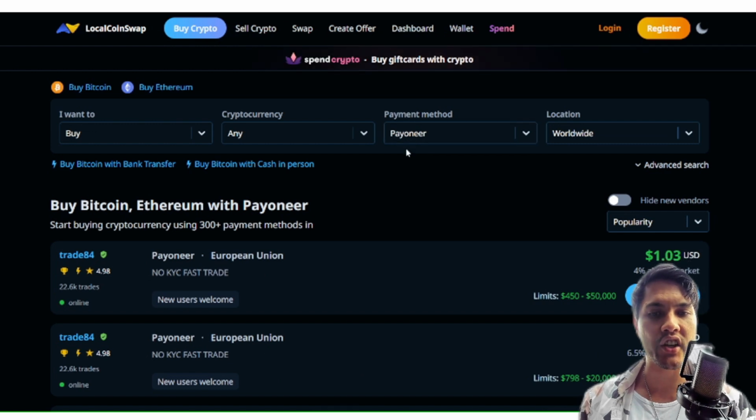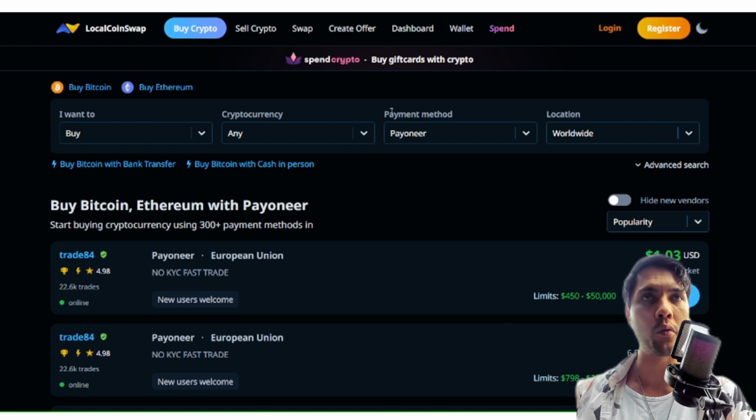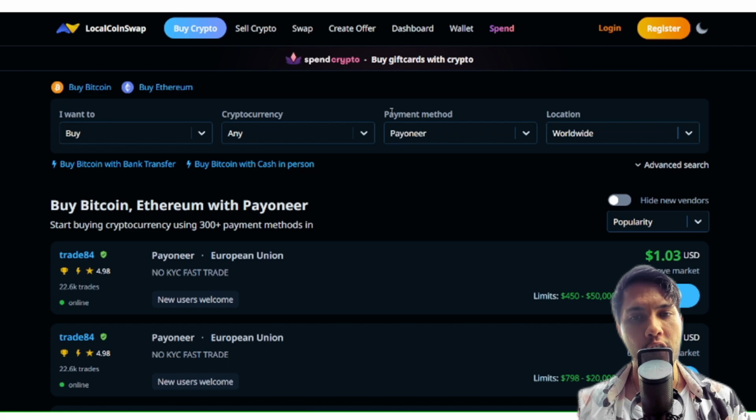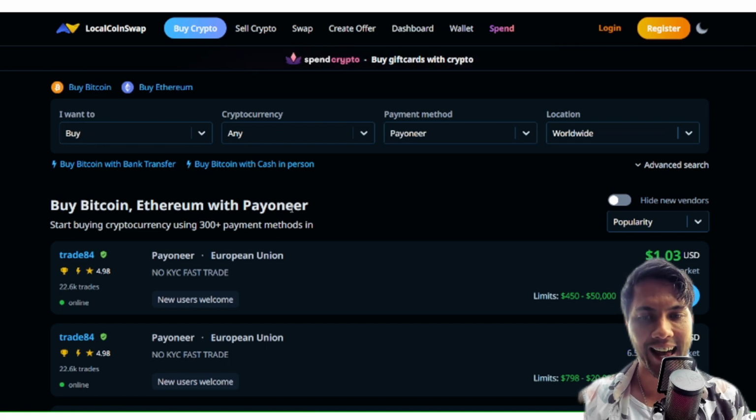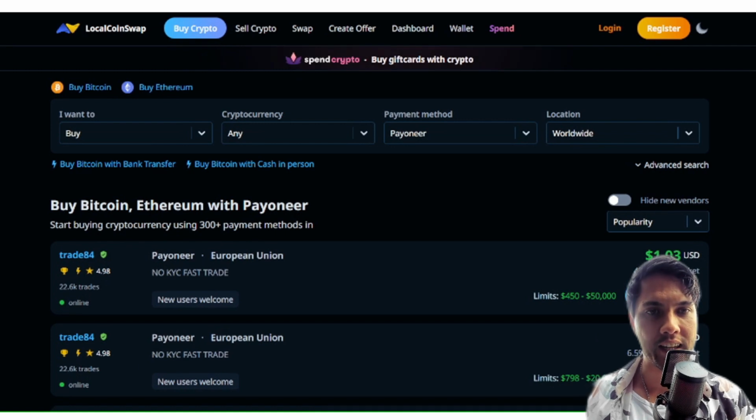Payoneer is much easier as well. I think Payoneer is a good option for those of you that are doing e-commerce. I know that Payoneer is really good for people that are in e-commerce because a lot of them use it to accept funds and stuff like that. So you can do a Payoneer to Payoneer transfer, which is really good.